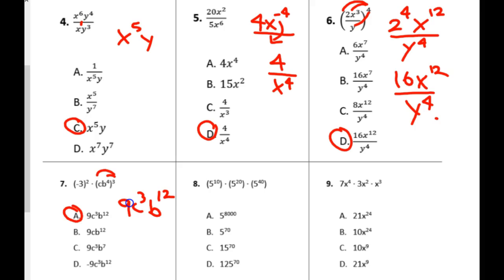On number 8, what do I do with all these powers? Wrong. Add them up. Who said multiply? Okay, when you're multiplying the bases, you add the powers. So 10 plus 20 is 30, 30 plus 40 is 70. But what do I do with the 5? Do I keep it or change it? Keep it the same, right? So 5 will be the base, 70 is on the power, and then this one's easy. 7 times 3 is 21. Put an X, add the powers. All right.